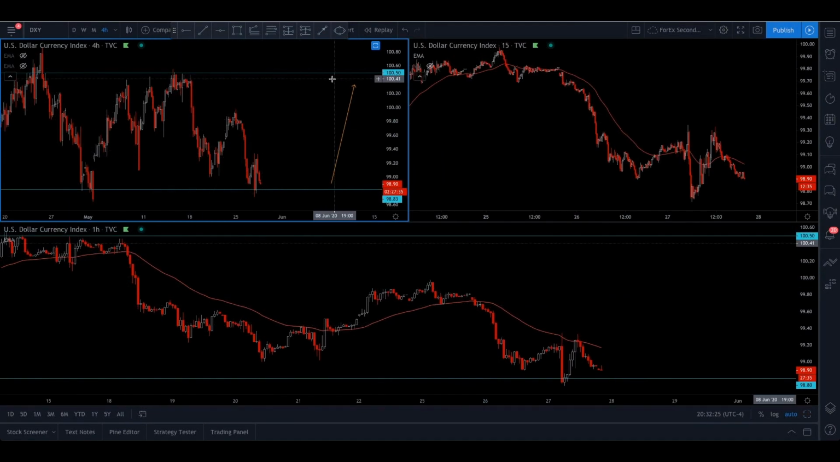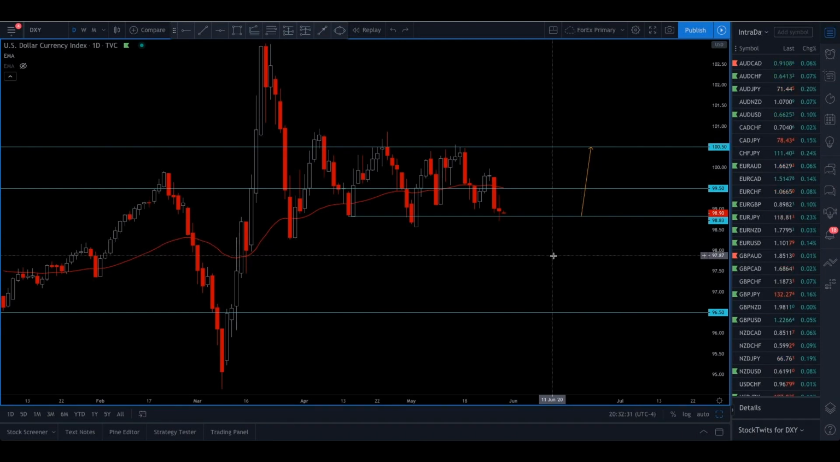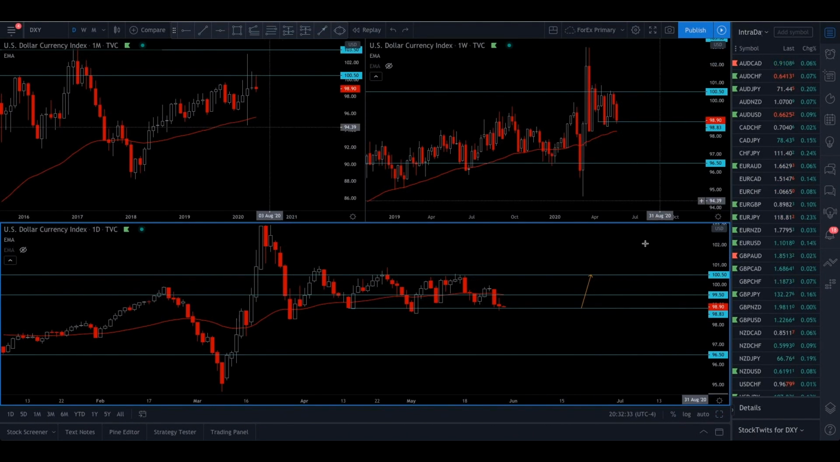See if price can potentially come up to these highs. So when I'm breaking down all the following dollar pairs, just keep in mind that I'm looking at dollar strength for the short and medium term.